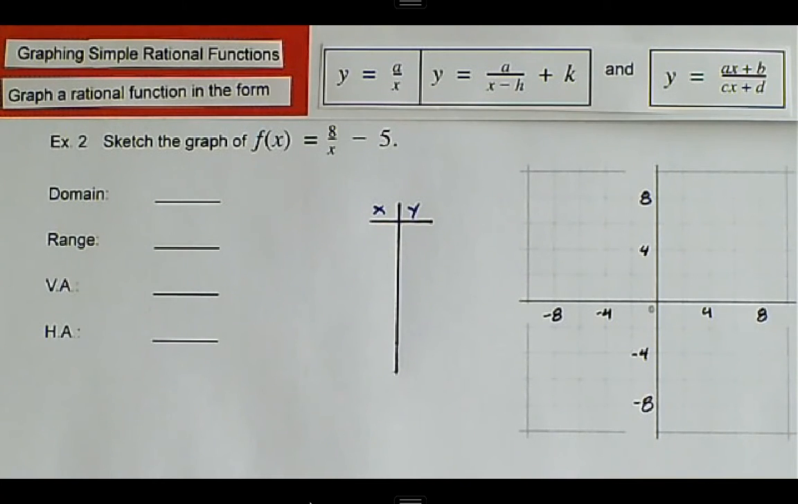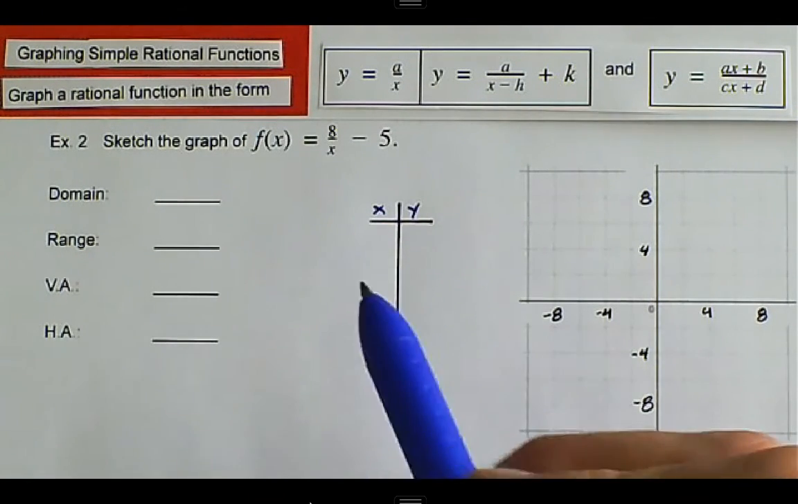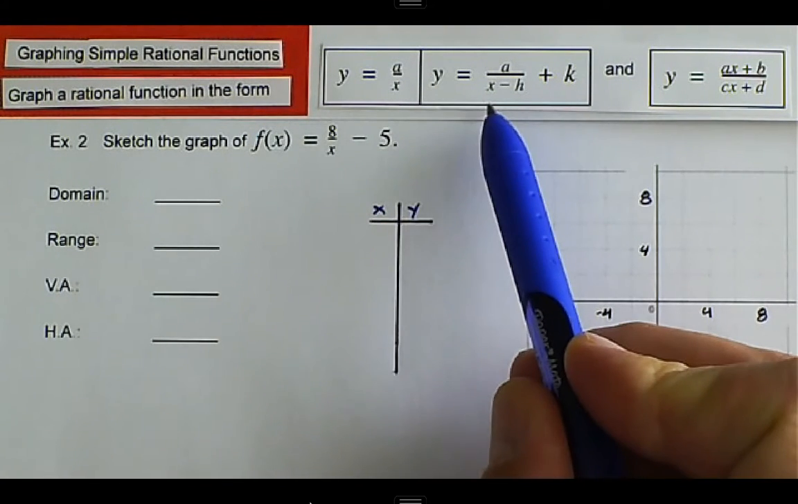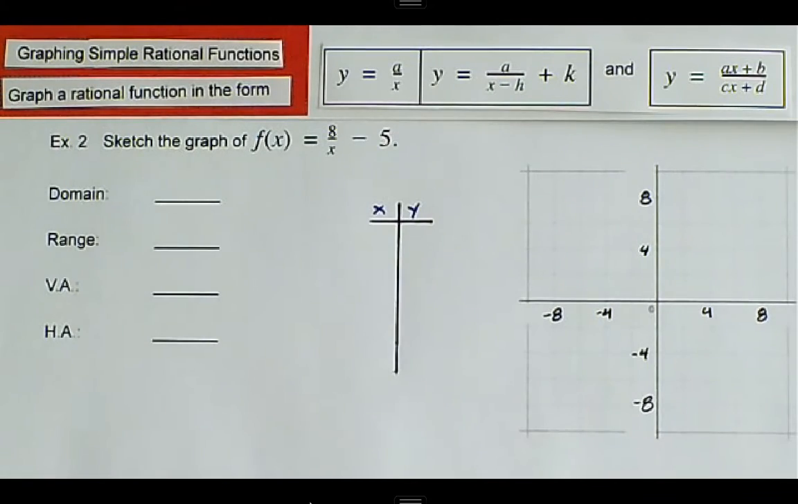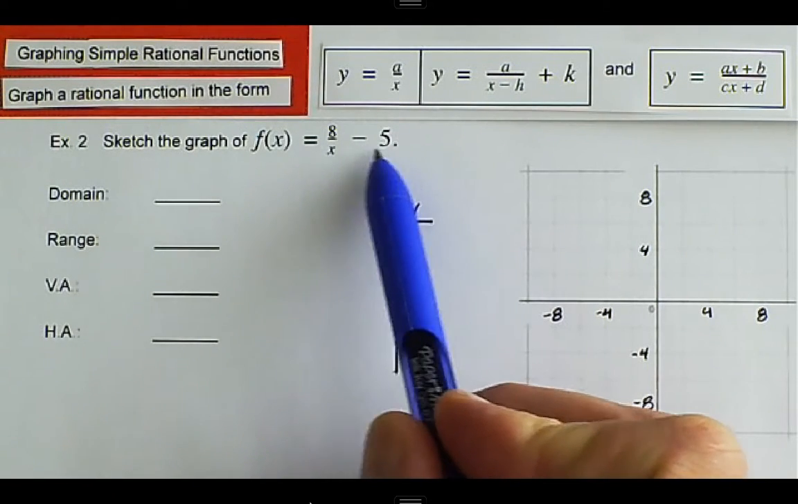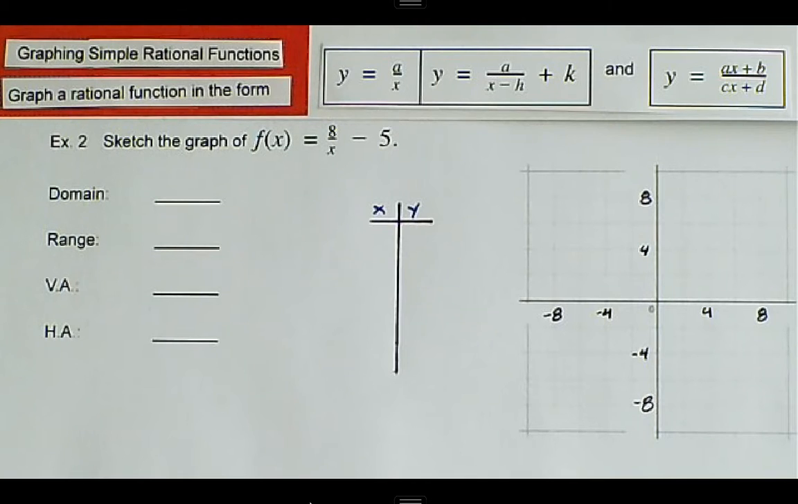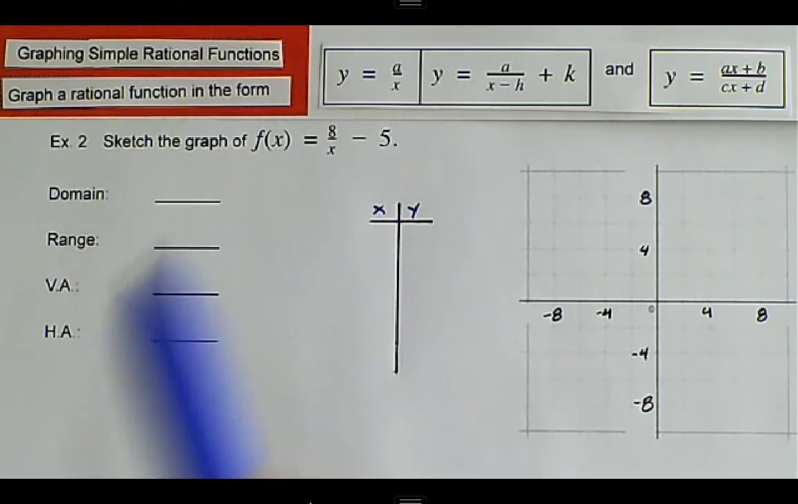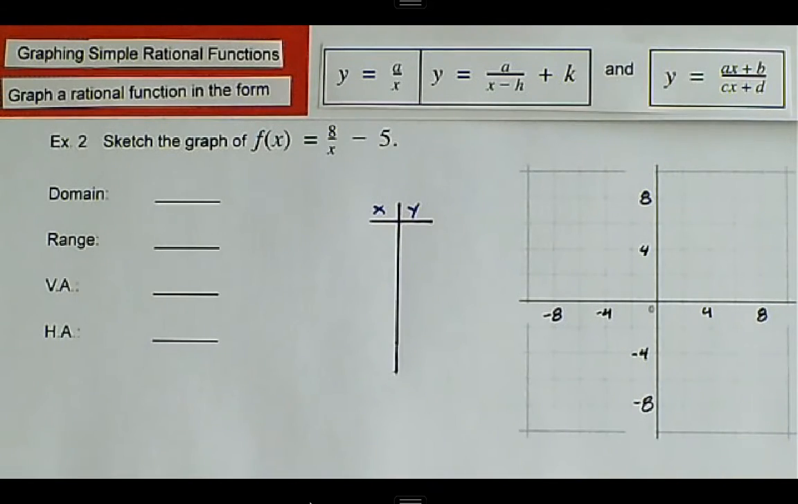We were talking about graphing simple rational functions, and we want to look at the form y equals a over x minus h plus k. So we have the example f of x equals 8 over x minus 5. And the first thing that we want to do is figure out what the vertical asymptote is. So whatever's in the denominator cannot be equal to 0.